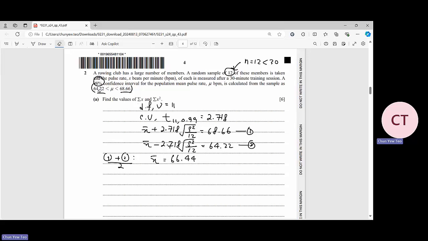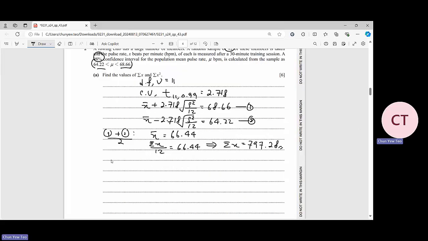However, the symbol bar x is actually the sum of x divided by 12, which is equal to 66.44. So you can find the sum of x is 66.44 multiplied by 12. On the calculator, you get 797.28. Then, to find the sum of x squared, we take equation 1 minus equation 2, and then divide by 2.